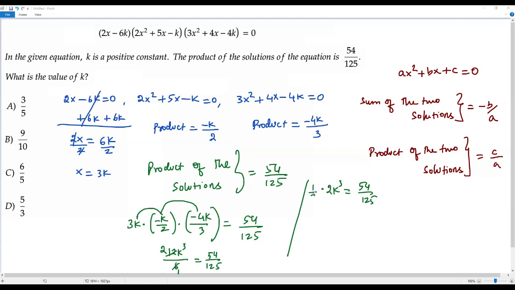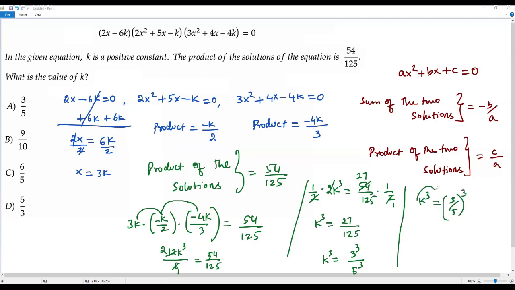For that, I multiply both sides of the equation by 1 over 2. When I do so, this 2 and 2 will cancel. I'm getting k cube equals, 2 goes into 54, 27 times, so 27 times 1 is 27, and 125 times 1 is 125. I'm getting 27 over 125. Then k cube equals, 27 can be written as 3 cube and 125 can be written as 5 cube. In this fraction, both numerator and denominator have the same exponent 3, so we can write k cube equals 3 over 5, the whole cube.